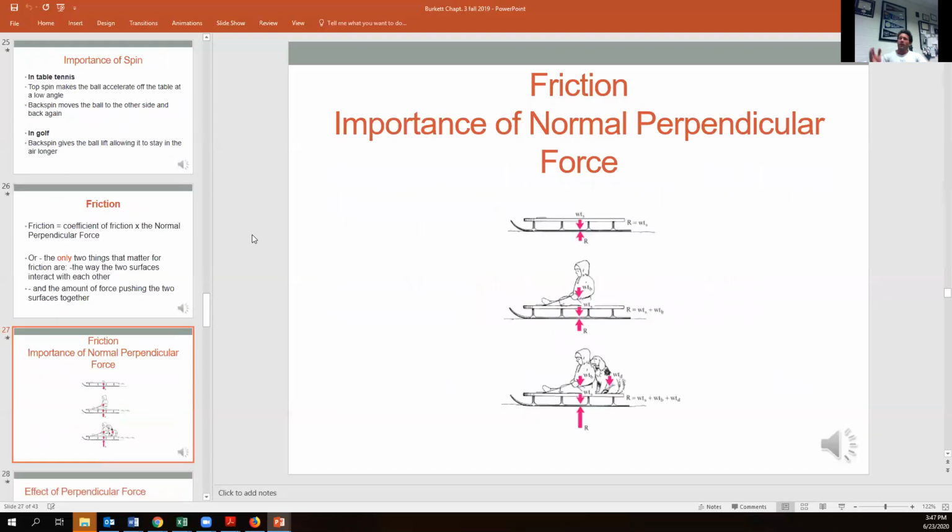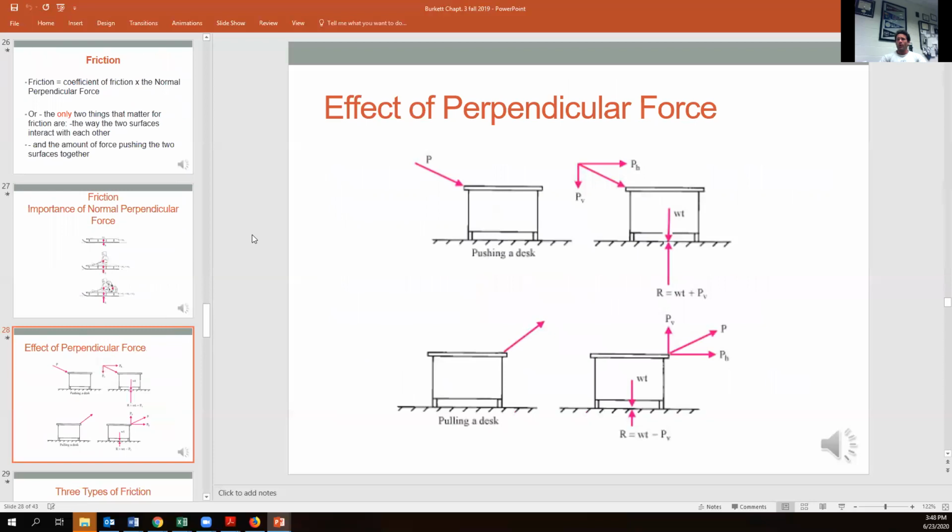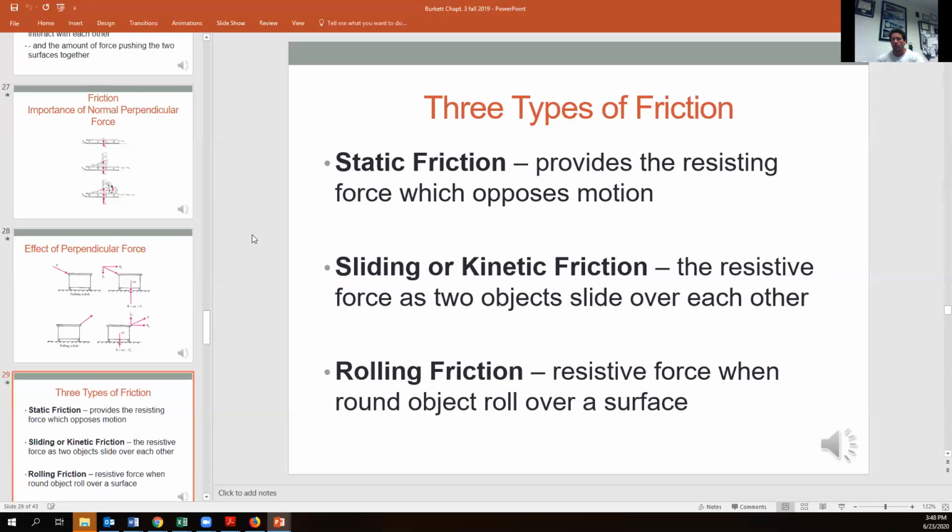So, example of how that normal perpendicular force is going to increase when we keep adding loads to a sled. Along with, there's going to be influences when we're moving objects. So if I'm going to push my desk away from me, I'm going to be actually making the desk heavier and increasing the friction I have to deal with because I'm pushing in a downward motion. Now, if I was to pick up and pull the desk backwards, I'm making the desk lighter, so it actually is going to have a smaller amount of friction I have to overcome in order to move it.